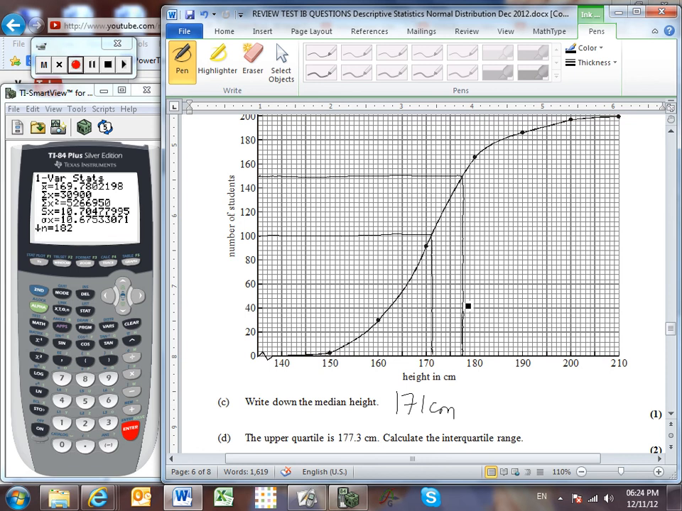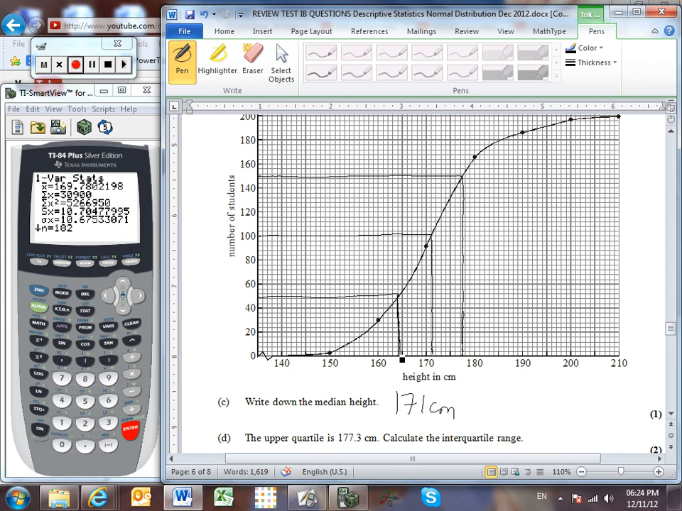Now, the lower quartile I also need for my interquartile range. The lower quartile, or the first quarter, so 1/4 of 200, I'm going 1/4 of the way up, that's at 50. And then trace that down. I should use a ruler, shouldn't I? And that gets me to, it looks like, 164 about.